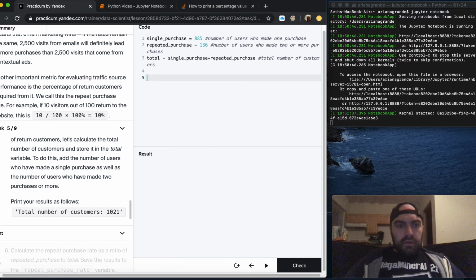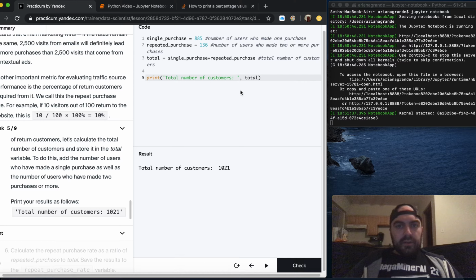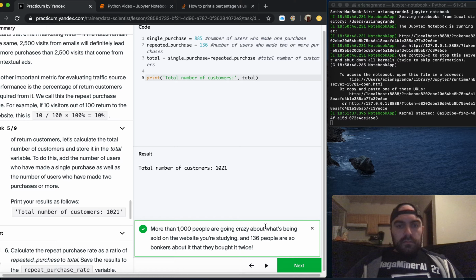Okay, we do print total number of customers, colon, space, comma, total. I have an extra space here though. The comma automatically puts in a space, so you don't need to put one after the colon. Great. Next.